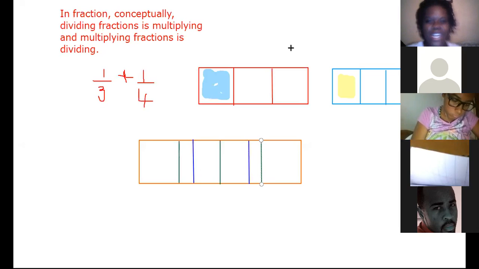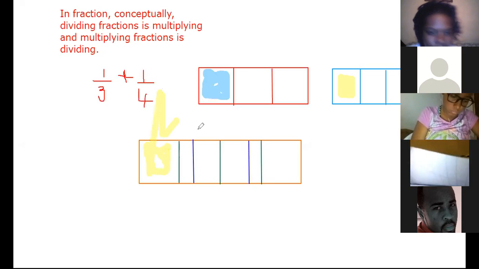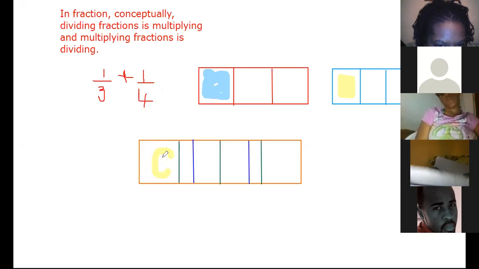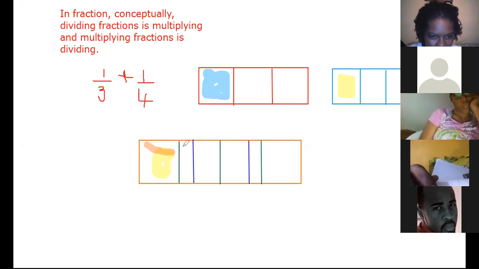Let me use a different color. Now remember, guys, our aim over here, let me shade just for you to see. Over here is representing 1 out of the 4. What is it representing? 1 out of the 4. A quarter.